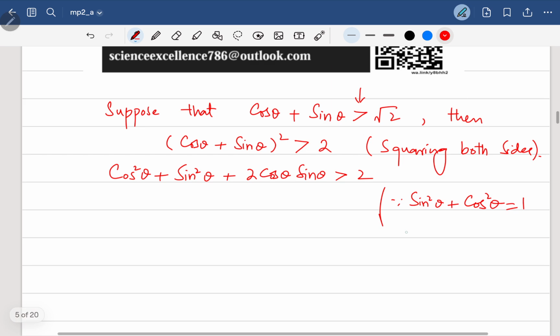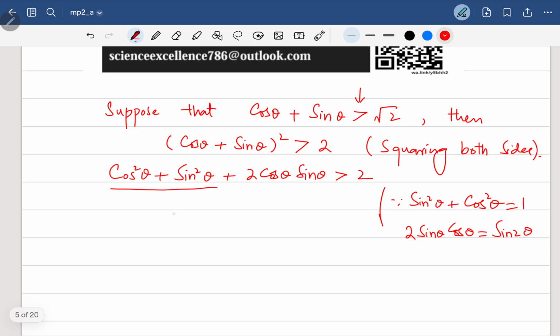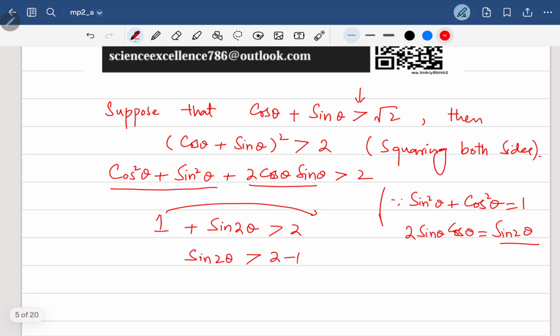So you know the identity, sin square theta plus cos square theta equals 1, and we know the formula 2 sin theta cos theta equals sin 2 theta, which is the double angle formula. If we use these two identities, cos square plus sin square we replace with 1, and 2 sin theta cos theta we replace with sin 2 theta, so 1 plus sin 2 theta is greater than 2. Now if you take the 1 to the other side, sin 2 theta is greater than 2 minus 1, so sin 2 theta is greater than 1.